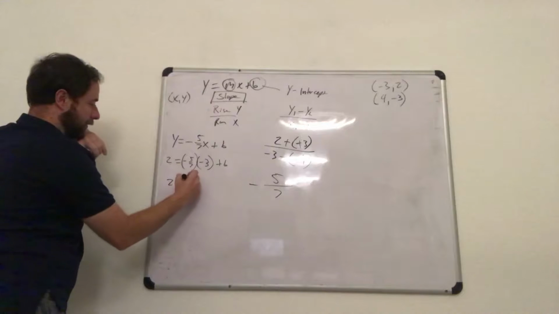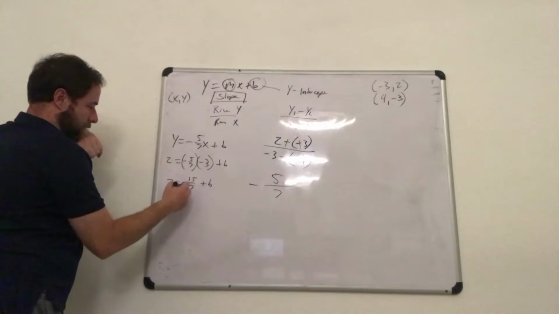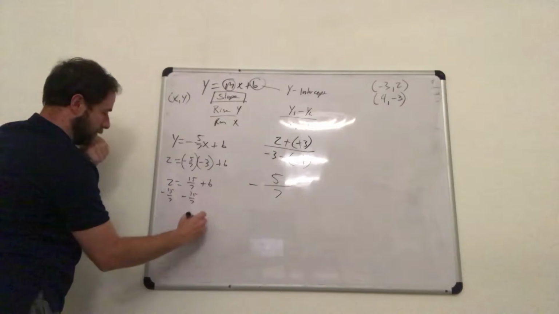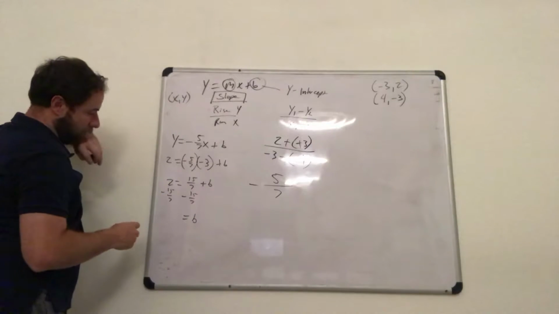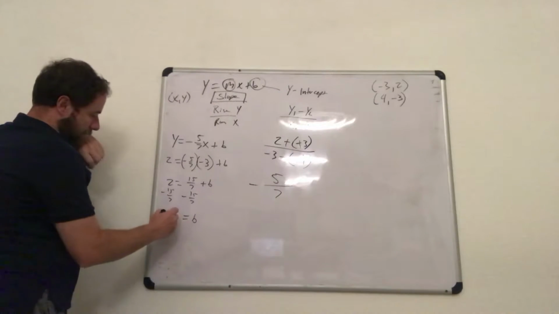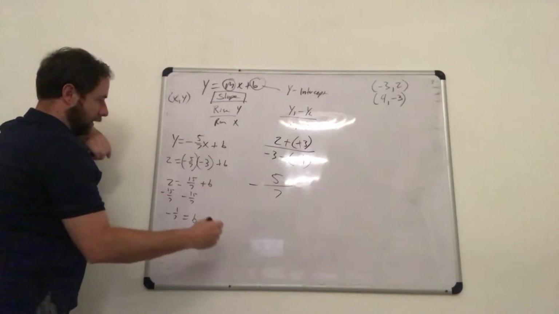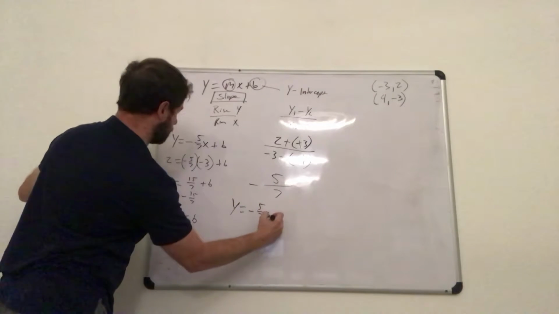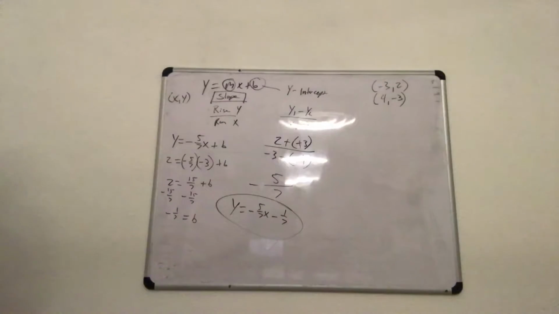2 equals 15/7 plus b. You subtract 15/7 from both sides, so b equals 2 minus 15/7, and 15/7 is 2 1/7. So you get -1/7 left over. Our answer is y equals -5/7 x minus 1/7, and that is the equation of the line.